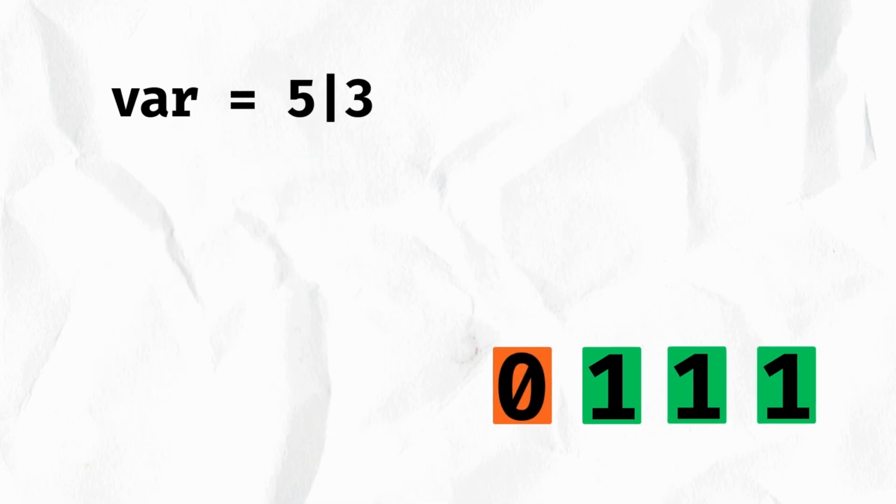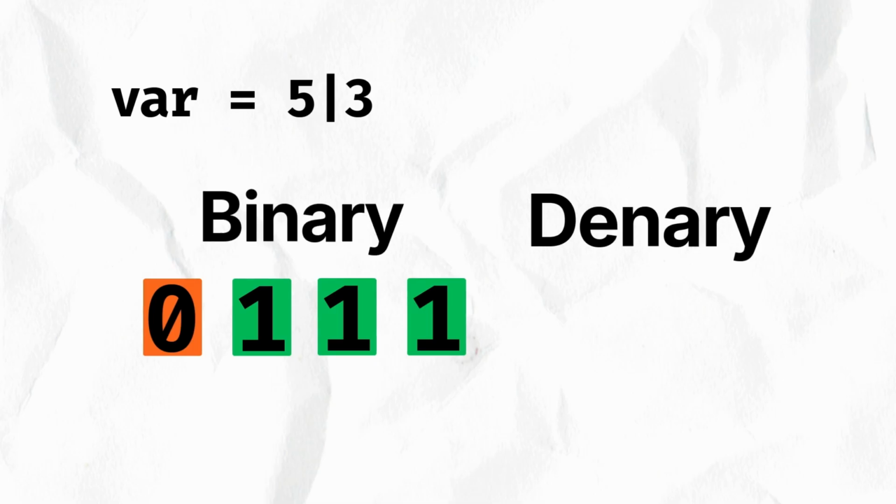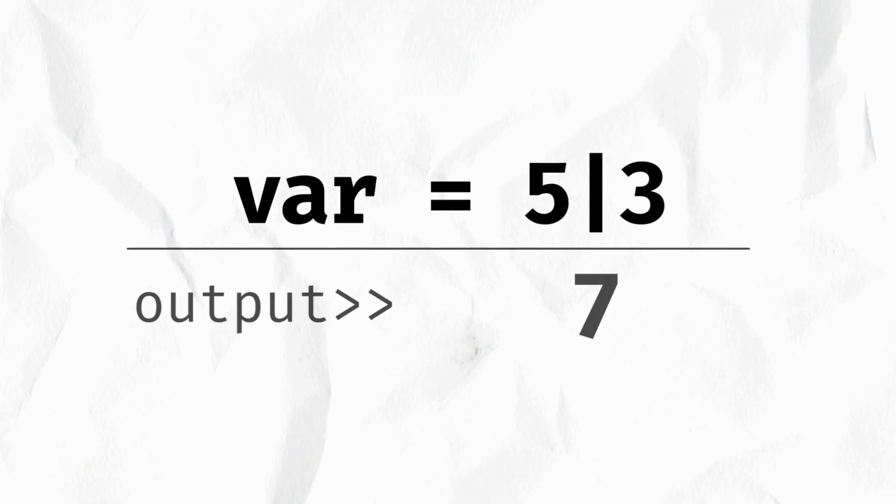The result is 0, 1, 1, 1 in binary. That is 7 in denary. So, 5 or 3 gives 7.